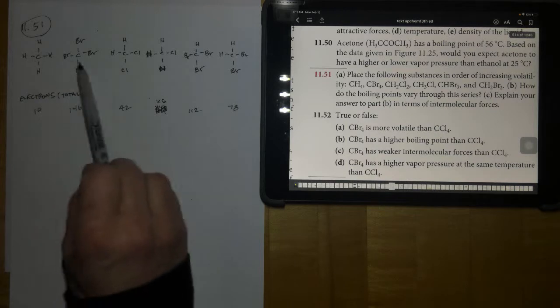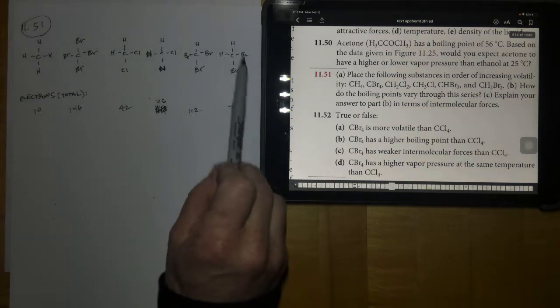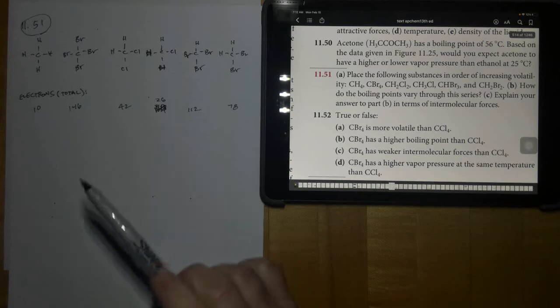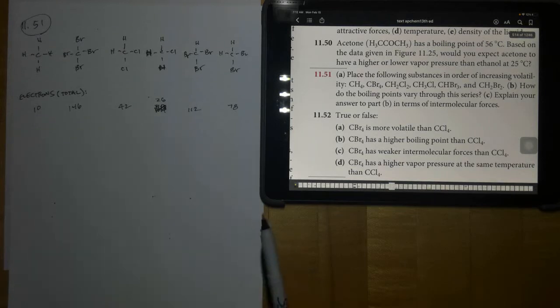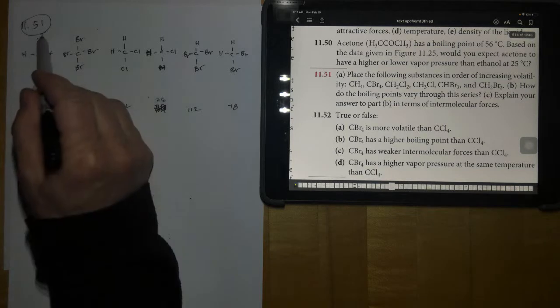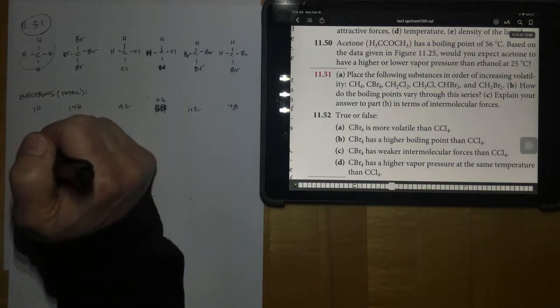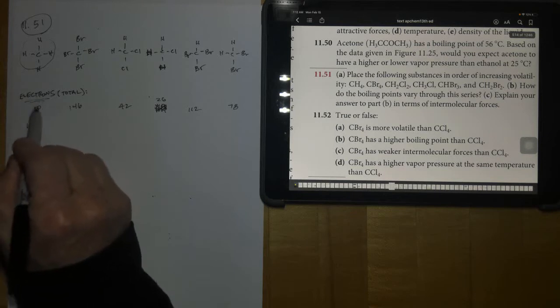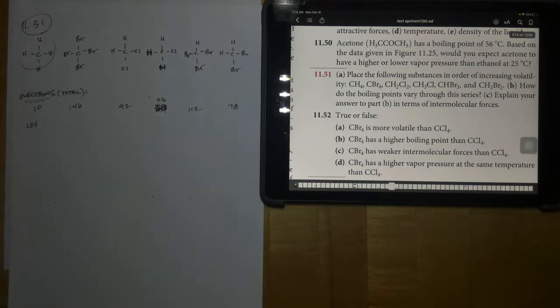And so here I've sketched each one of them, just generally. I know I missed some electrons on them, but I just want to know the shape. And then secondly, I want to know what kind of forces hold them together. Since this one is completely symmetrical, the only thing we have is London dispersion forces, and that's governed by the number of electrons in the structure, analogous to the molar mass of it.